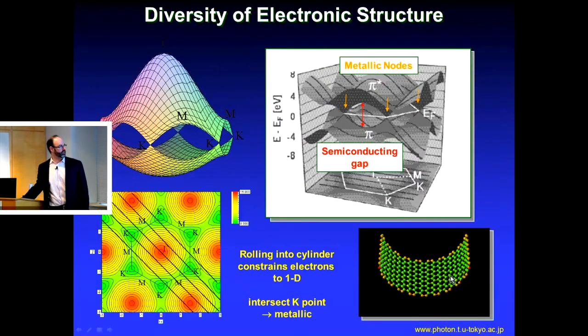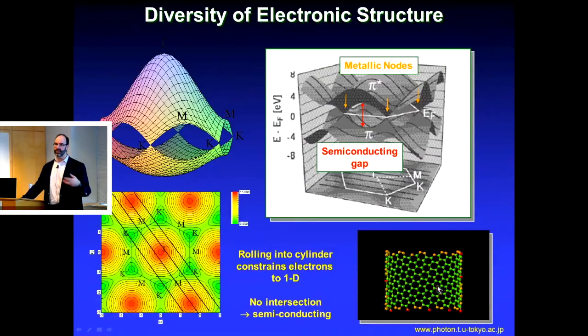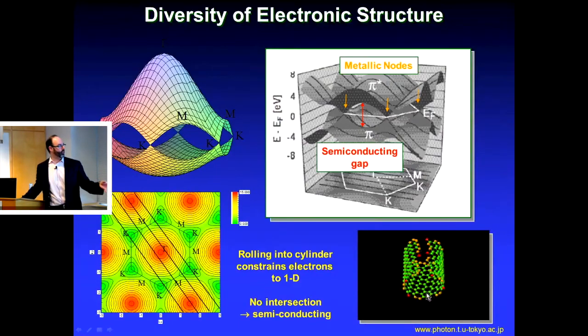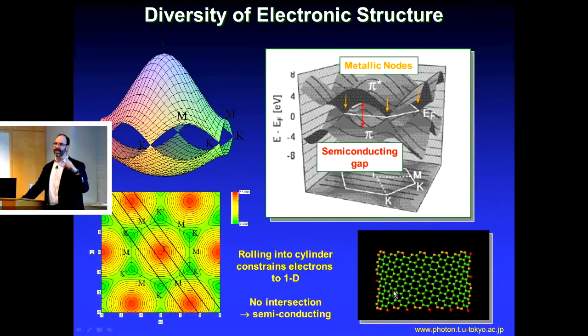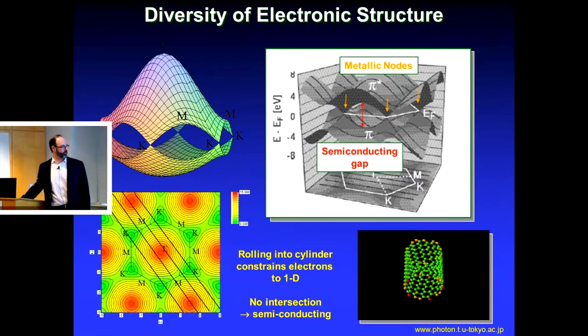If the function intersects one of these metallic nodes, the tube is a metal. It behaves like a metal, conducts electrons like a metal. But if I roll it in a different way, off axis, say, I get a semiconducting band gap, and that's a fundamental change in the electronic structure.